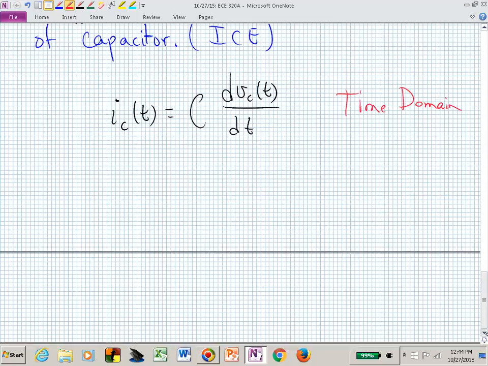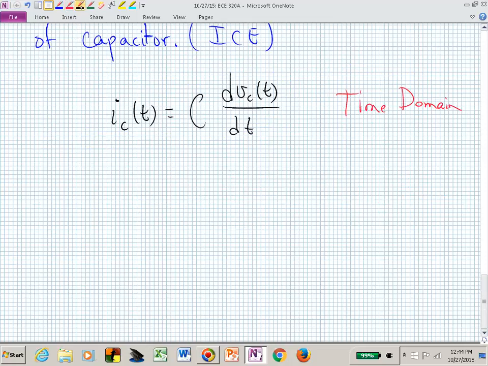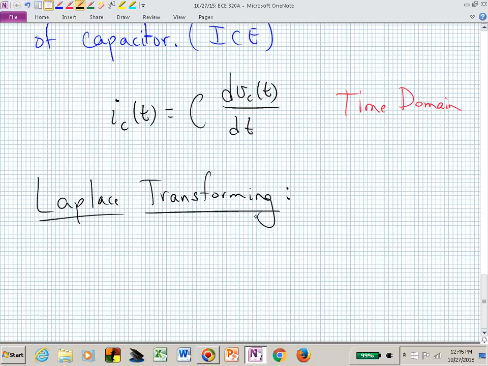Now, what if we Laplace transform that differential relationship? This is why we spent time in Chapter 12. Now we're ready for Chapter 13. And hopefully you haven't forgotten since the exam how to Laplace transform this equation. I'll do the hard part. I'll do the left side. I'll Laplace transform that current, which means I just have to hit the shift key and hit I. So I capitalize I. That's now I sub C of S.